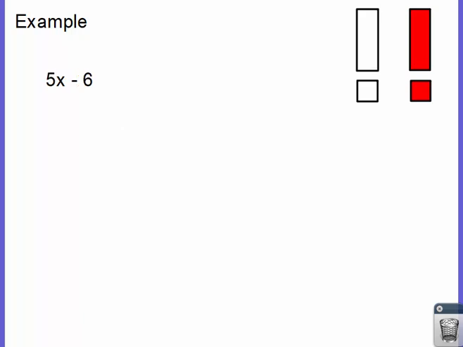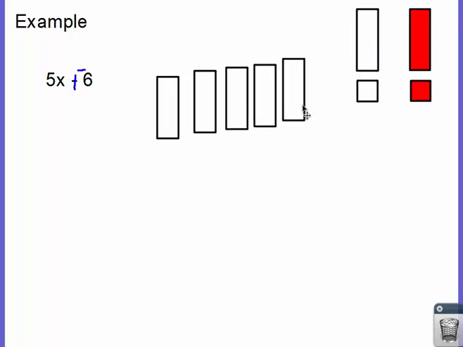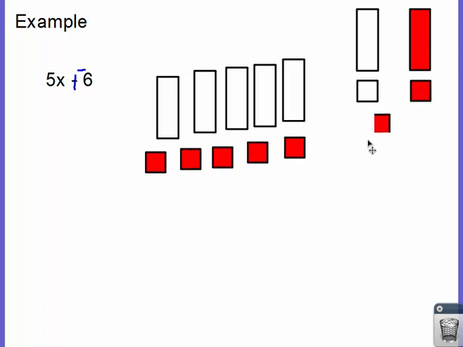Let's try another one. What about 5x minus 6? Now 5x minus 6 is kind of tough because you cannot model a subtraction problem, because subtraction means to take away. What we learned way back at the very beginning of the year is anytime we see a subtraction problem, we can change that subtraction to addition, next number to its opposite. Now that it's addition, I can model it. So this says I need 5x and 6 closed squares. And there would be the model of 5x plus negative 6.